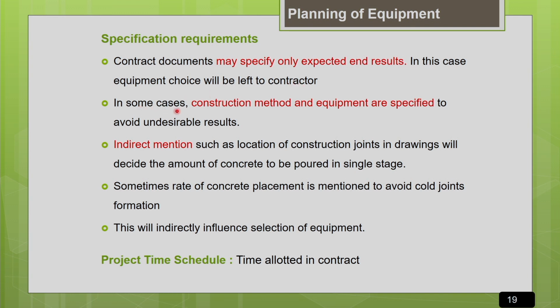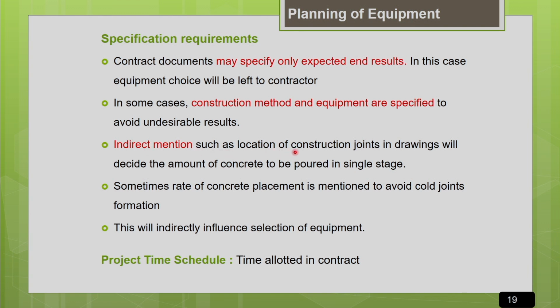But in some cases, your construction method and the construction equipment are specified very clearly in the contract documents to avoid undesirable results. Say, for example, they may mention M30 grade of concrete with a slump of 75 mm, you have to go for ready mix concrete and pumping method for placement, and this should be the rate of placement of the concrete. Everything will be mentioned clearly to avoid undesirable results. But in some contract documents, you can see that the mention may be indirect.